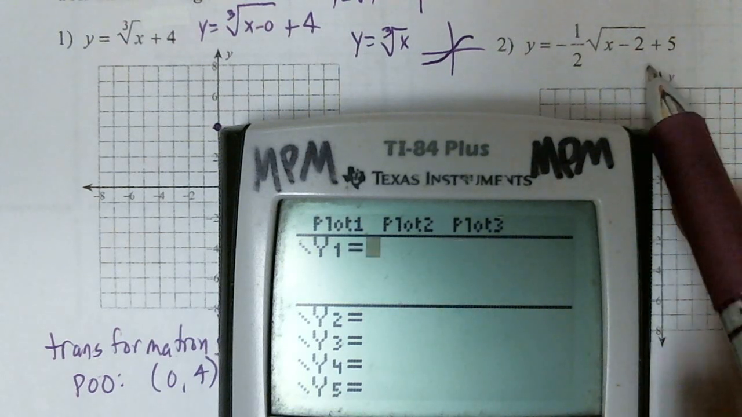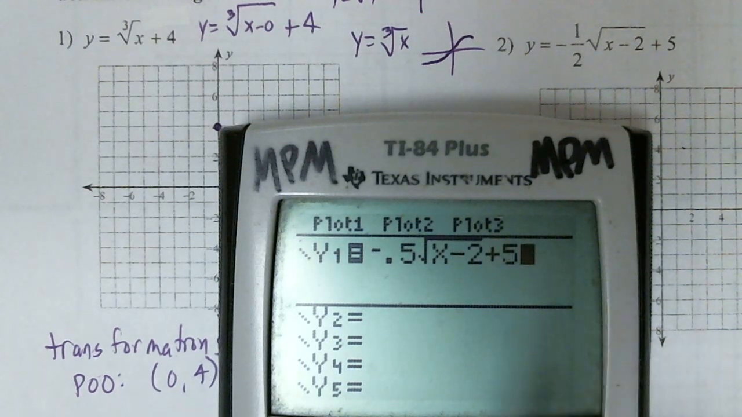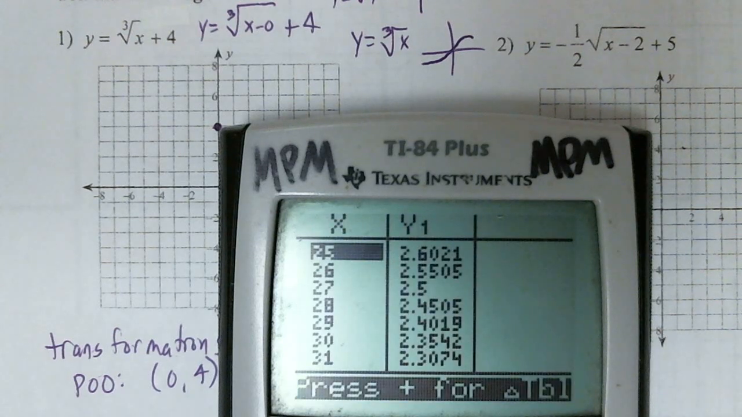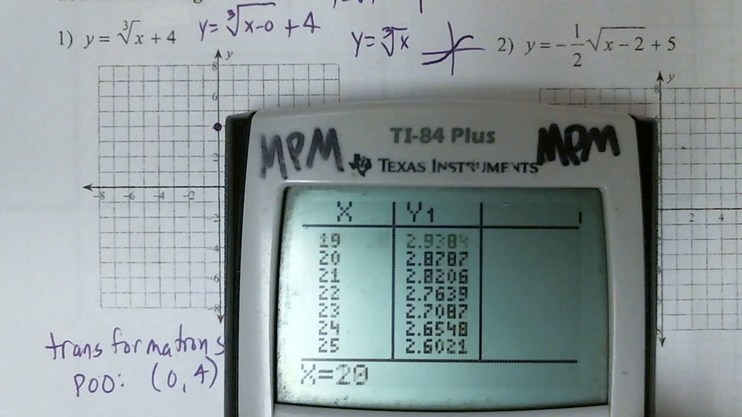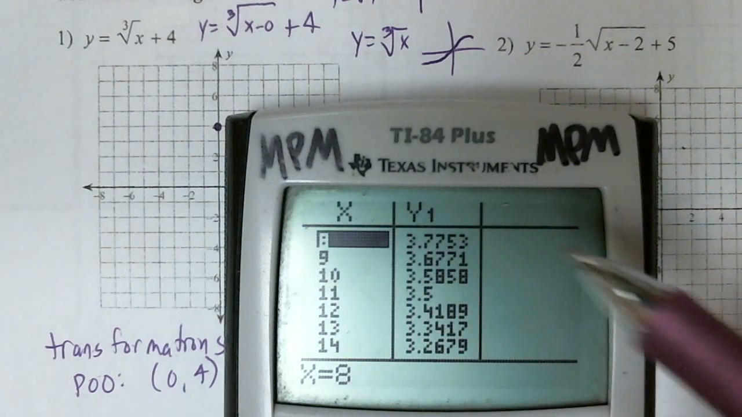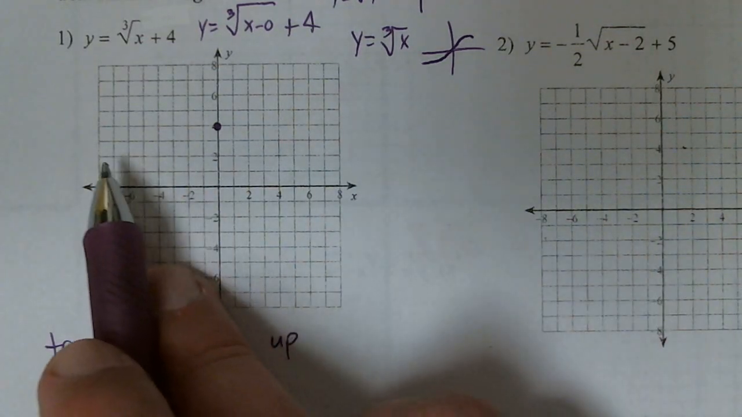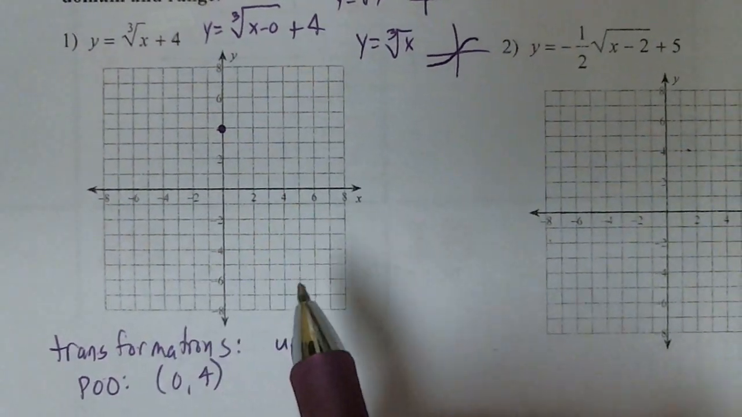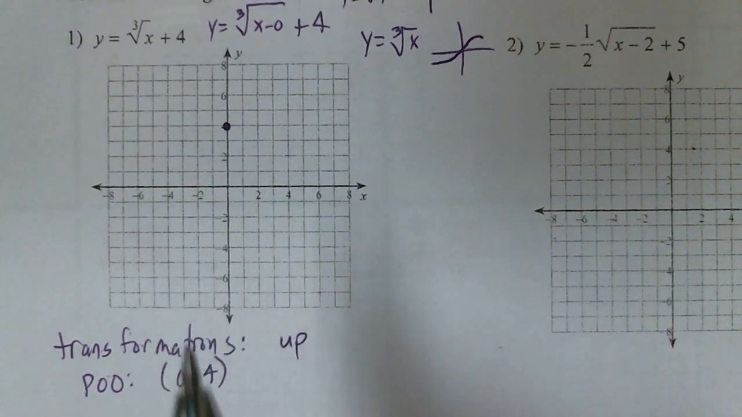Let me just plug in number 2 here. -0.5 square root of x minus 2, get outside the radical, plus 5, and go second table. You'll notice here that in my table, I'm not going to have a lot of nice, pretty whole numbers for a lot of these. It's going to be some nasty decimals. So for this, I'm okay with you guys just drawing a rough sketch. Now, if you want to be really accurate, then yes, I would go ahead and grab a couple of points.